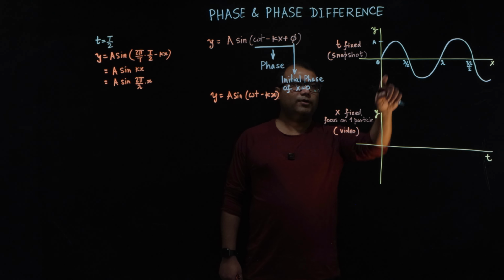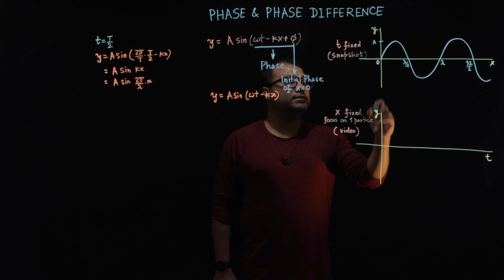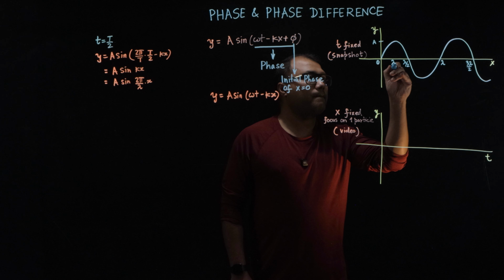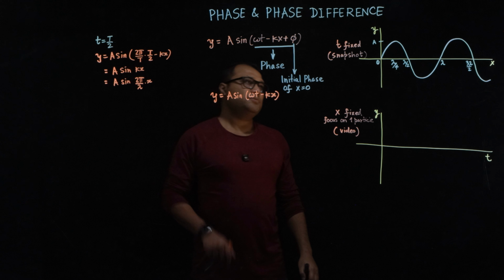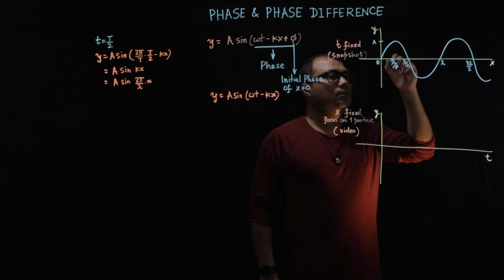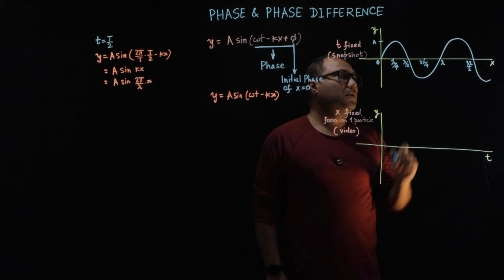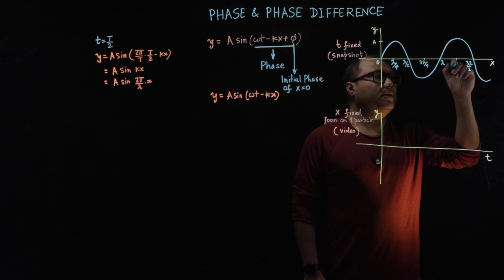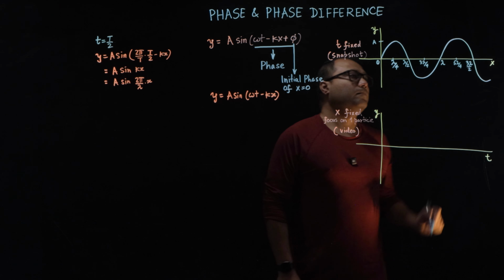Okay. At what value of x is y maximum? It is lambda by 4, because at lambda by 4, this is pi by 2. So this is 3 lambda by 4. This is 5 lambda by 4.